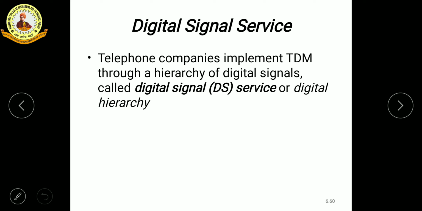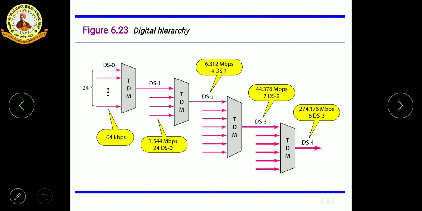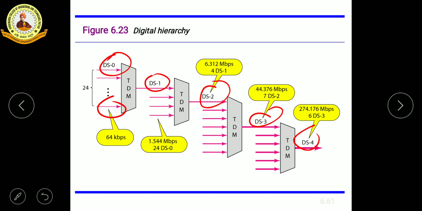Then we will move to the next concept, digital signal service. This is a very important concept. The telephone companies implement TDM through a hierarchy of digital signals called digital signal service, DS service, also called digital hierarchy. This hierarchy we have learnt in our TDM technique video. This figure gives you the digital hierarchy. So here we have DS0, DS1, DS2, DS3, DS4 lines. DS0 is a single digital channel of 64 kbps. So this DS0 channel is capable of carrying 64 kbps. It is usually your telephone line. One customer has a 64 kbps line with the exchange, like that.